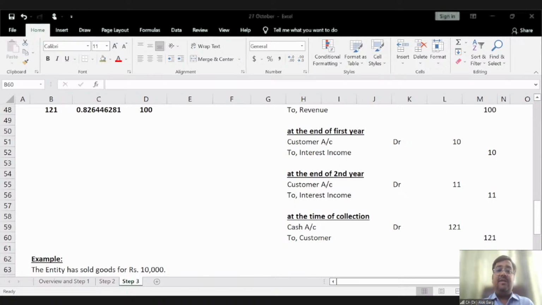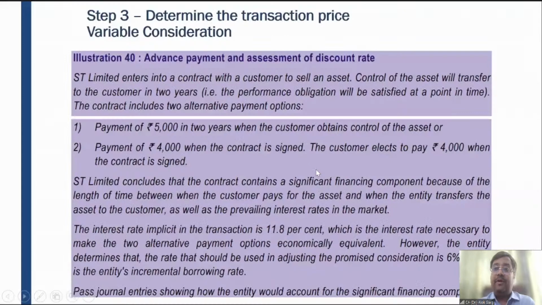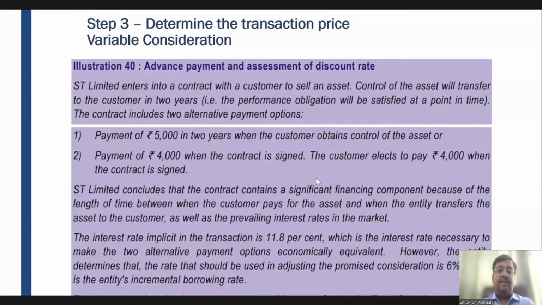Now let's discuss illustration number 40. Very important illustration. Let me know if there is any query so far. Sumit is asking, sir, whether the time value of money will only be applicable if the period is more than 1 year. Yes, Sumit.